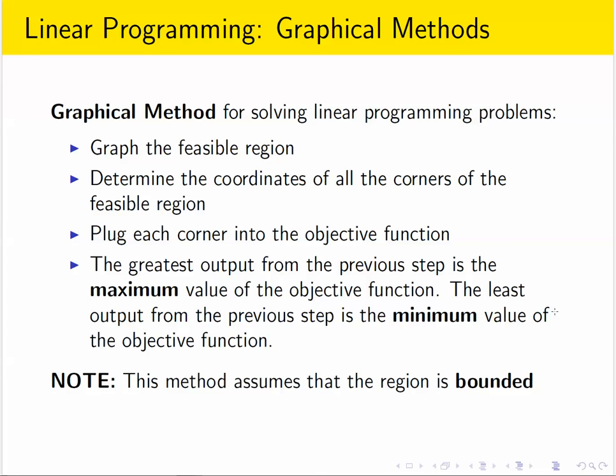Now, this approach assumes that the region is bounded, meaning it doesn't go off infinitely far in any direction. So, for example, you ought to be able to draw a circle that completely surrounds your region. That's what it means for a region to be bounded. We'll see some examples at the end of this section where the region is not bounded, so that we can see how that affects the thought process for a linear programming problem.